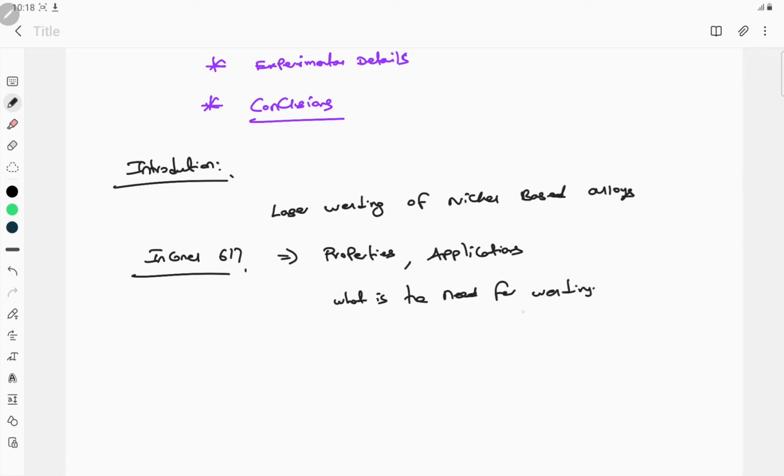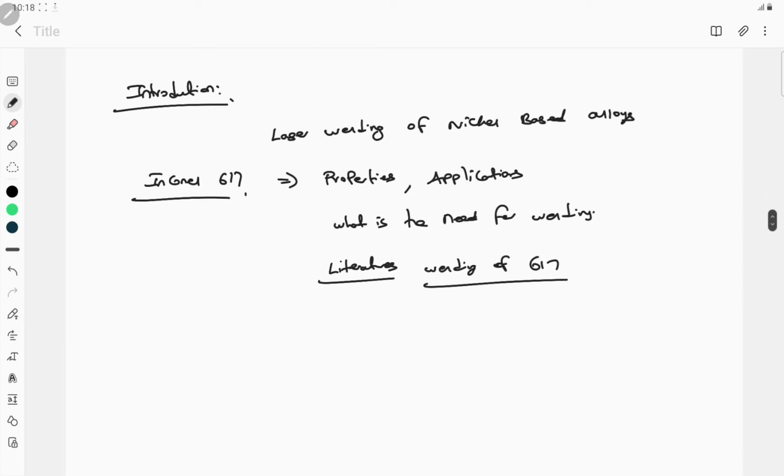So they will tell what is the need for welding this material, and followed by that they would discuss what are the processes through which the Inconel 617 has been welded till now, and they will discuss some of the already published literature related to welding of 617. So they will discuss the conclusion part of the previously published articles, and they would also highlight the problems the previous authors have faced in welding this 617.